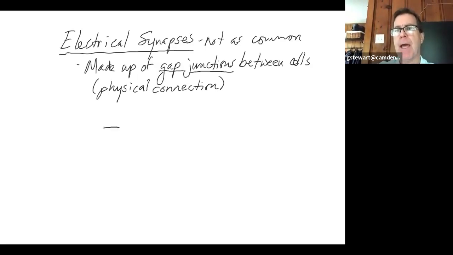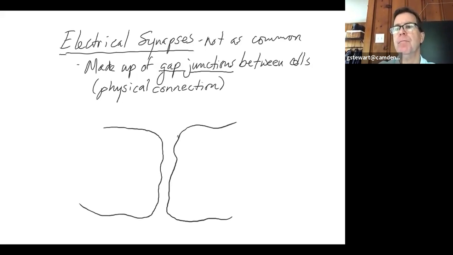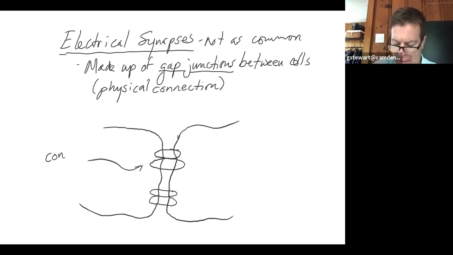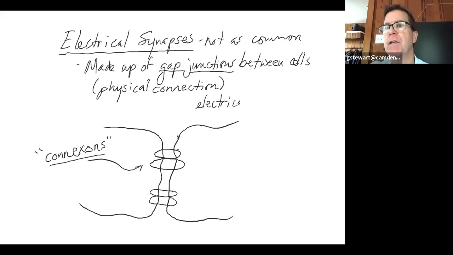And what this physical connection of this gap junction looks like, here's one cell, here's another cell. There are protein channels like this. And these proteins making up these gap junctions have a specific name. These proteins are called connexons, C-O-N-N-E-X-O-N. These connexons allow for the flow of electrical activity, the flow of ions. So these are physically touching and electrically coupled by these connexons to allow for ion flow from cell to cell.